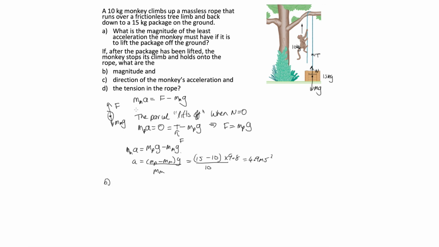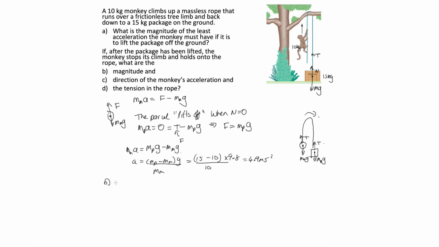Okay, part B now asks us, if after the package has been lifted, the monkey stops its climb and holds onto the rope, what are the magnitude and direction of the monkey's acceleration? Okay, so this then becomes an Atwood type question, where we've got the monkey here and we've got the package here. So we've got the mass of the package times g acting downwards and the tension acting upwards, and here we've got the mass of the monkey times g and the tension. So as the package is heavier, it's going to accelerate this way.